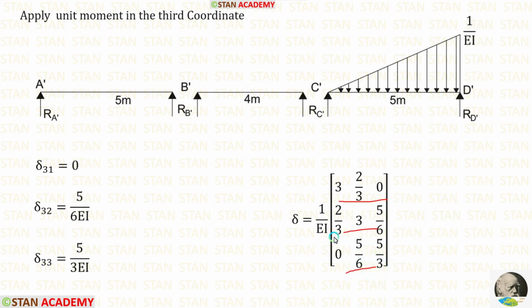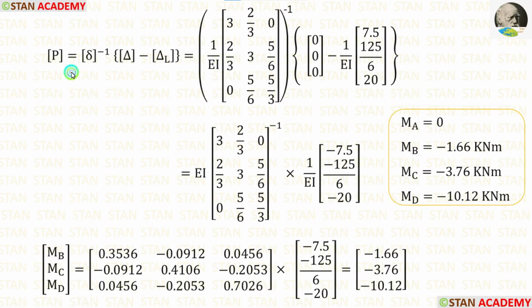Let us apply them. 1 upon EI is constant. Let us keep it outside. In this formula, we have calculated all of the values. Let us enter them. 1 upon EI inverse is equal to EI. Then let us add these two matrices. After adding, we are getting this matrix. We can eliminate this EI and this EI.